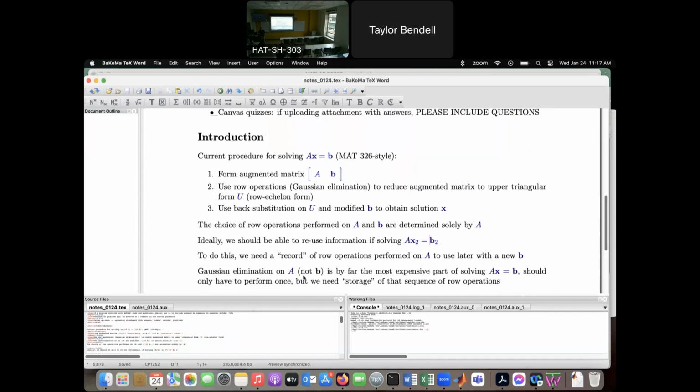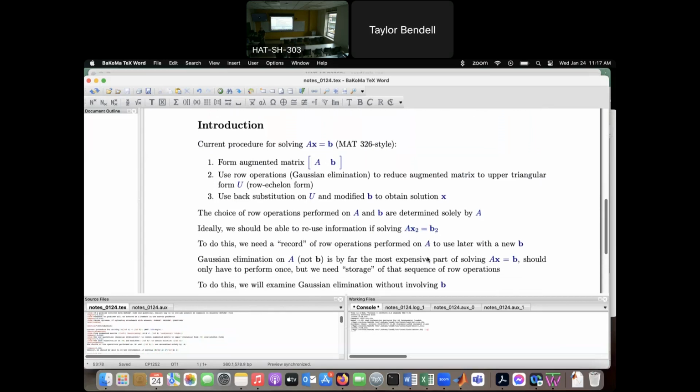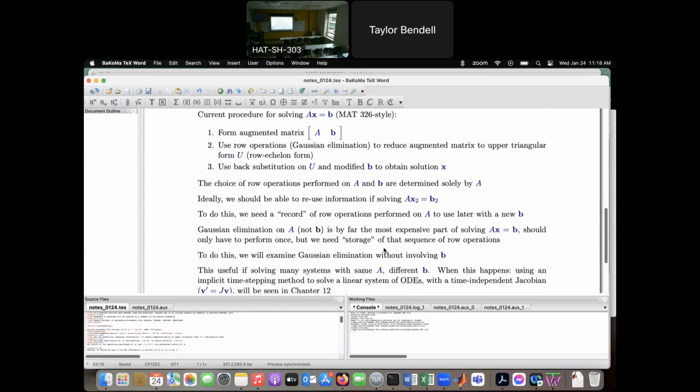But the only way to reuse that work on a new system with a different right-hand side is if you have some way to store efficiently what happened to carry out that reduction of A to upper triangular form. So really we're going to do Gaussian elimination without involving b at all, and then we'll deal with b later. So no more using the augmented matrix.